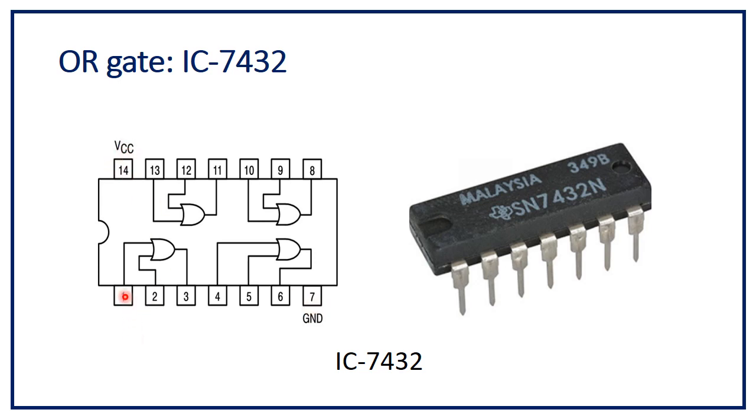In this case, pin number 1, 2 are inputs and 3 is output. Pin number 4 and 5 are inputs and 6 is output. For this, pin number 10 and 9 are inputs and 8 is output. In such a way, we can know which are the inputs and which are the outputs of IC 7432.